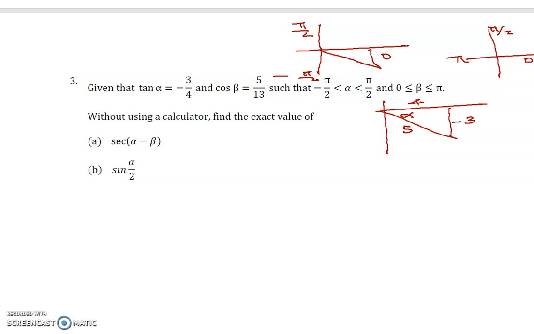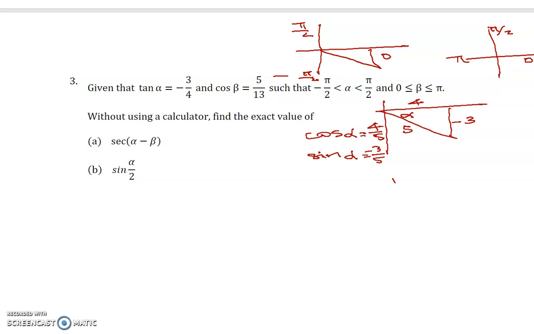And you can already guess that since you're going to answer for secant of alpha minus beta, of course you're going to need cos alpha. So cos alpha is 4 over 5, and you're going to need sine alpha, which is negative 3 over 5. Then similarly for beta, please note that cos beta is positive, therefore beta must be in quadrant 1.